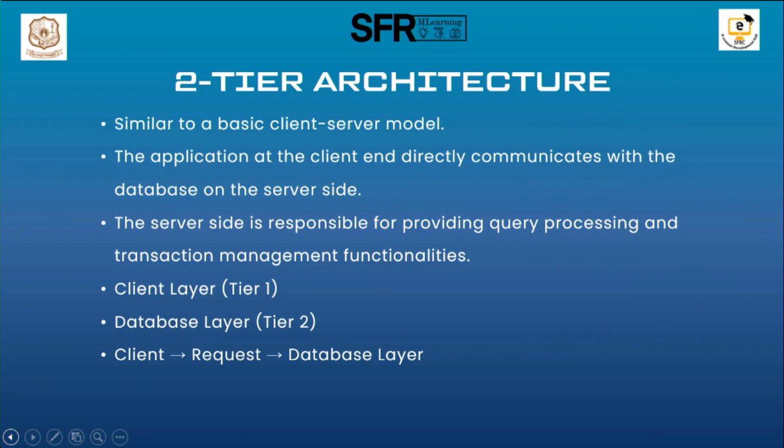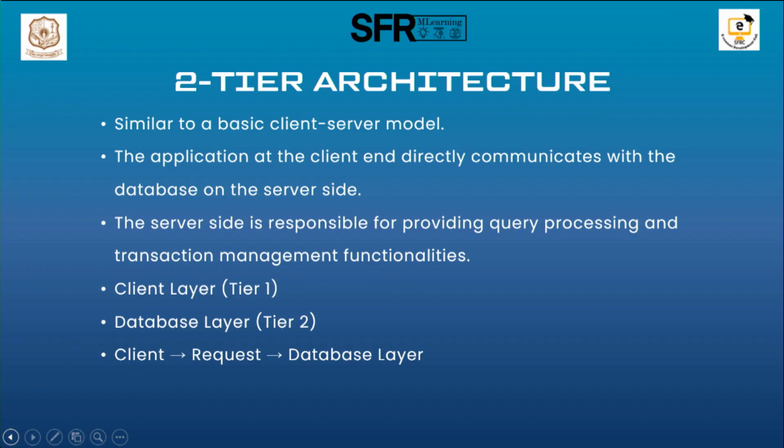The two-tier architecture is similar to a basic client-server model. The application at the client end directly communicates with the database on the server side, and APIs like ODBC and JDBC are used for this interaction. The server side is responsible for providing query processing and transaction management functionalities. On the client side, the user interfaces and application programs are run. The application on the client side establishes a connection with the server side to communicate with the DBMS.